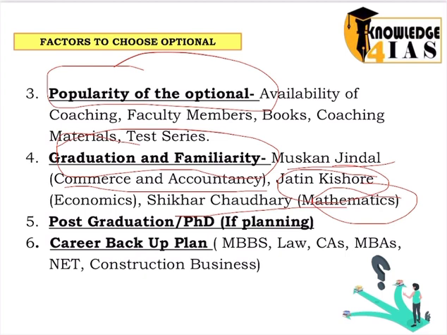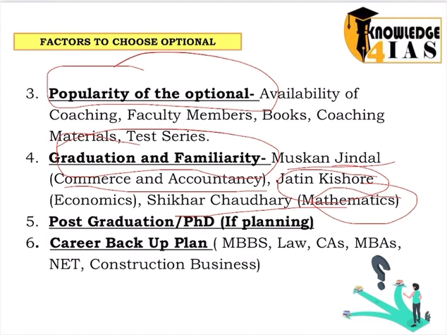So in this case, you can again go for that optional paper which you wish to do in your post-graduation. Say for example you have done BA, and after BA you are going for MA in political science or MA in sociology. Then why don't you choose the same paper in UPSC? Again, this will help you.